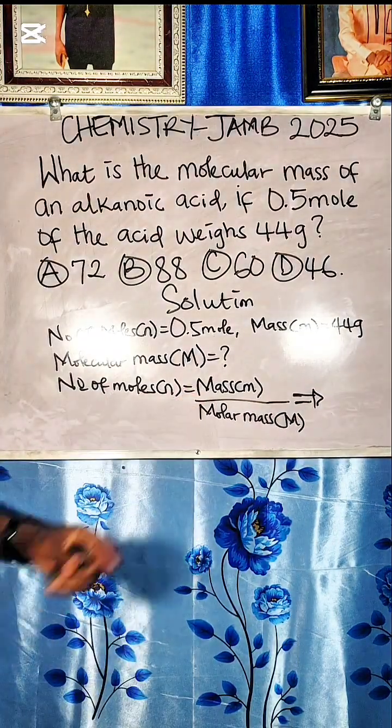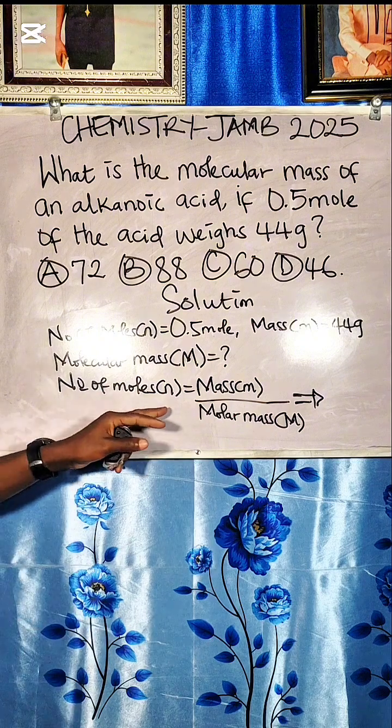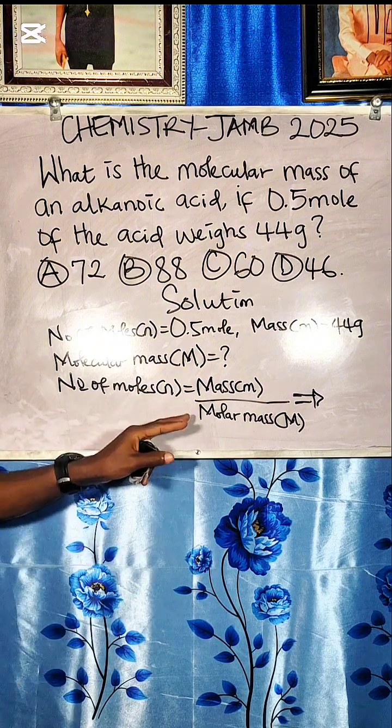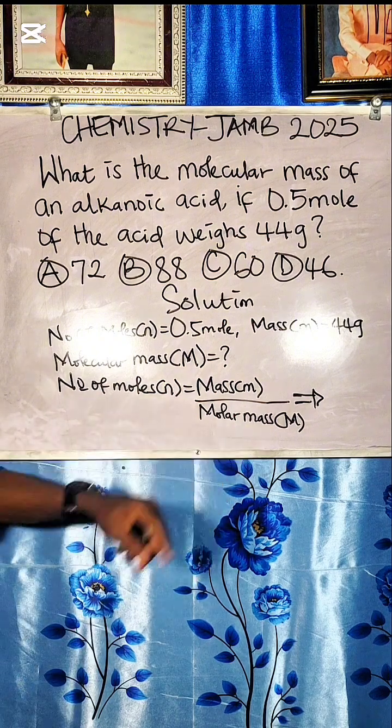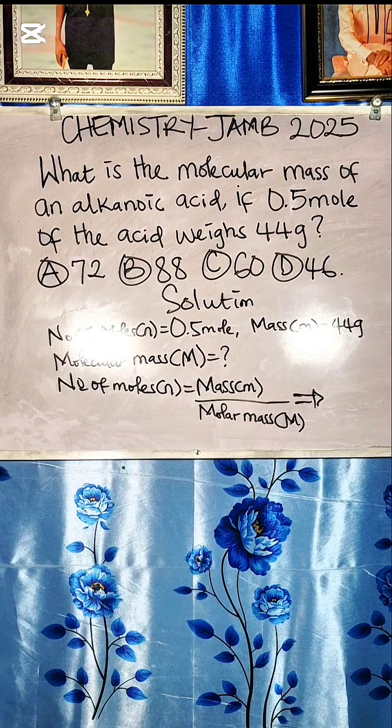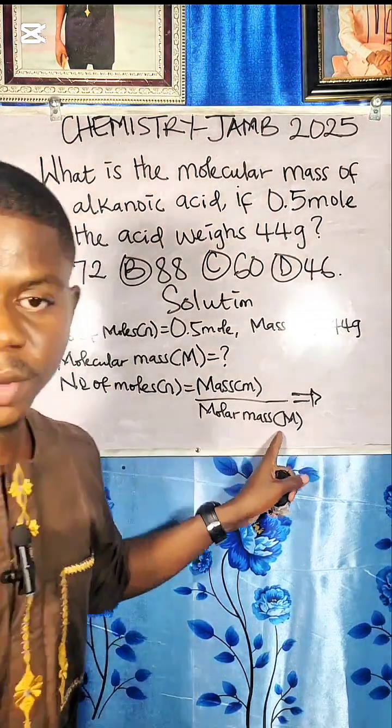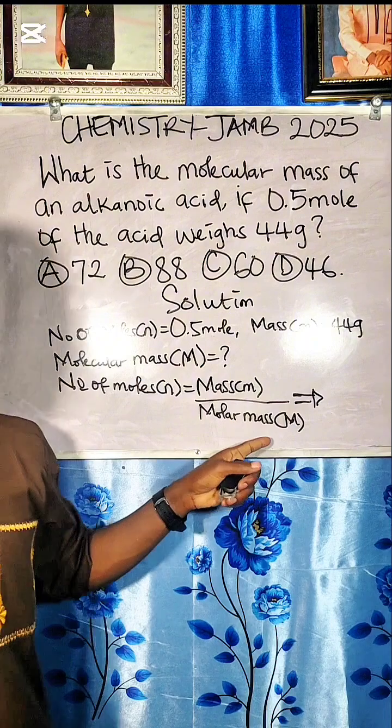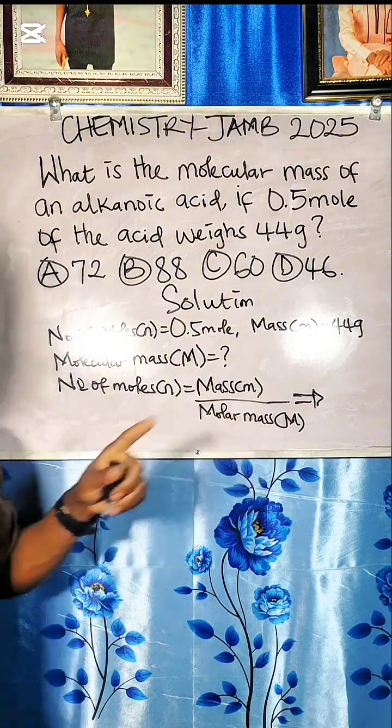Okay, so we have the mass to be 44 grams, and of course the number of moles to be 0.5 mole. So how do we make molar mass the subject of the formula? Because this is what we're looking for. It's going to be very simple. We're going to cross multiply this equation.